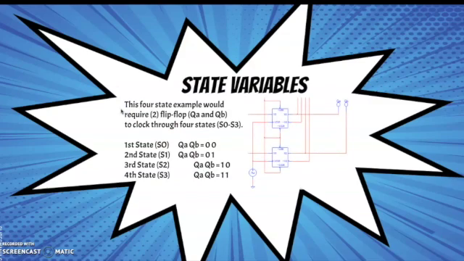Here we have a 4-state example, which would require 2 flip-flops. So we have QA and QB, and they need to clock through 4 states, S0 to S3. In the first state, S0, QA and QB are 0, 0, so that's indicated here, no lights. In the second state, S1, QA and QB would be 0, 1, so QB would be lit, QA would stay not lit. In the third state, QA and QB is 1, 0, so QA is lit, QB is not. And then in the fourth state, QA and QB are 1, 1, so both of them are illuminated.